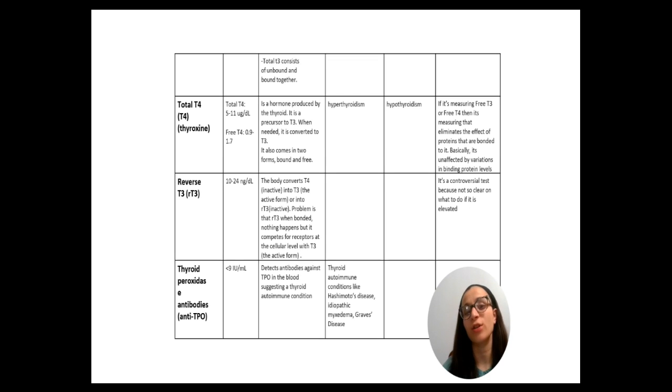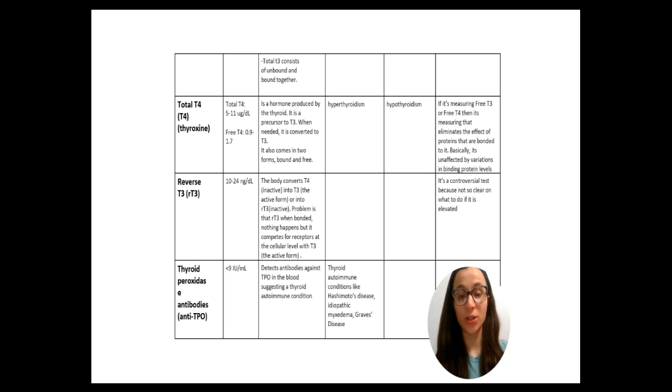So T4 is a hormone produced by the thyroid. It's a precursor to T3. So when needed, it is converted to T3. It also comes in two forms like T3, the bound and the free. Next we go on to reverse T3, which is RT3.